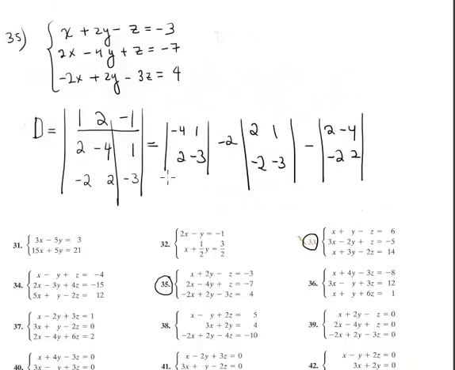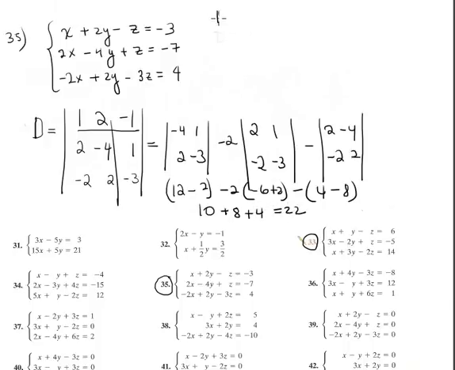Okay, compute. This is 12 positive minus 2, minus 2 times minus 6 plus 2, minus 4 minus 8, because we have three negatives, and the negative of the diagonal. So this is 10, minus this is 4, this is 8 positive, and this is negative 4 plus 4. The answer is 22. So D is equal to 22.